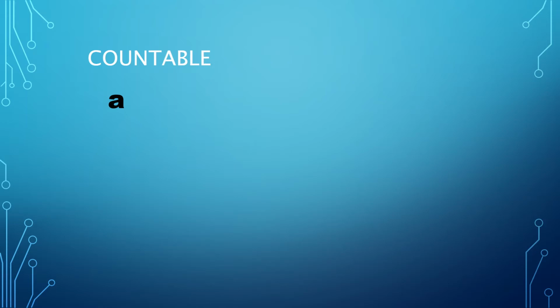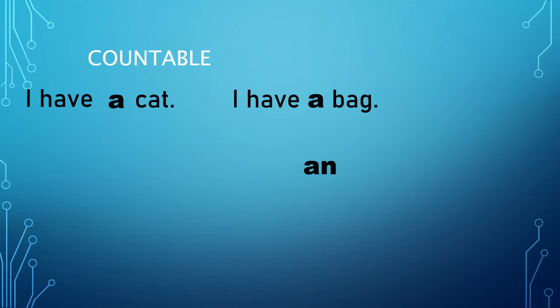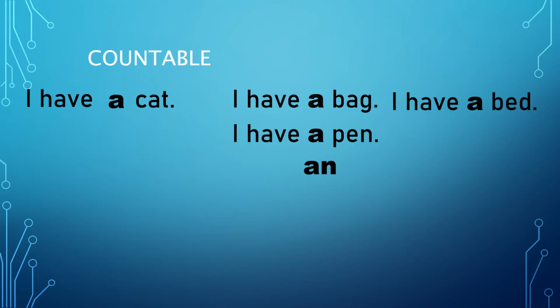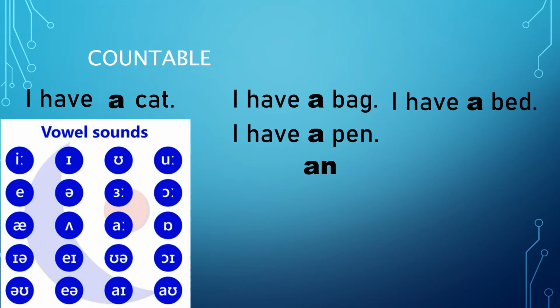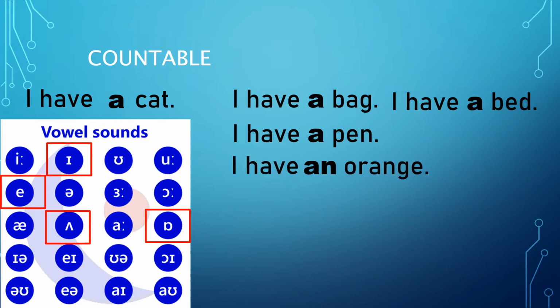The first thing you need to know with a countable noun is when we have a countable noun, we need to put an "a" or an "an" in front of the word. For example, I have a cat, I have a bag, I have a pen, I have a bed. If the noun starts with a vowel sound, so for example, "e" is a vowel sound, "i", "o", these are all vowels. And if it starts with a vowel sound, then we use "an". I have an orange. I have an apple. I have an armchair.